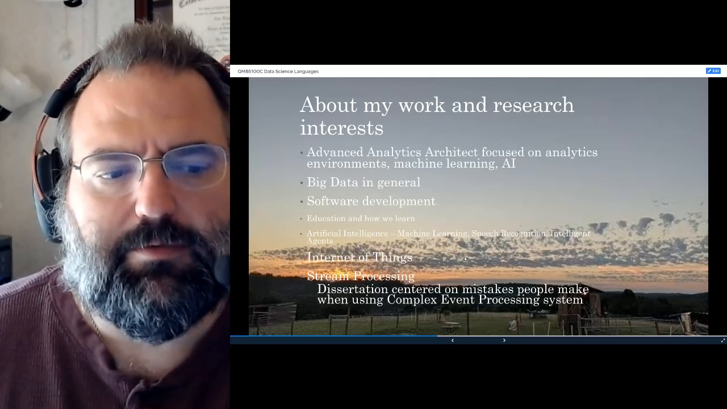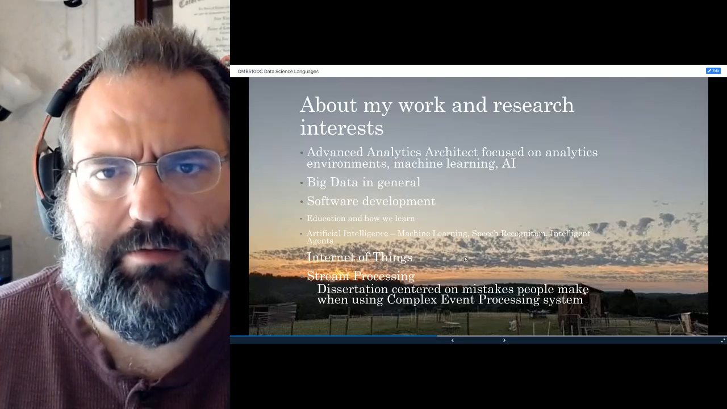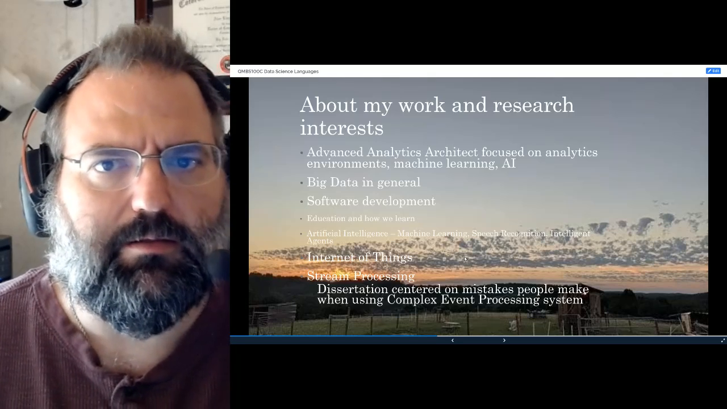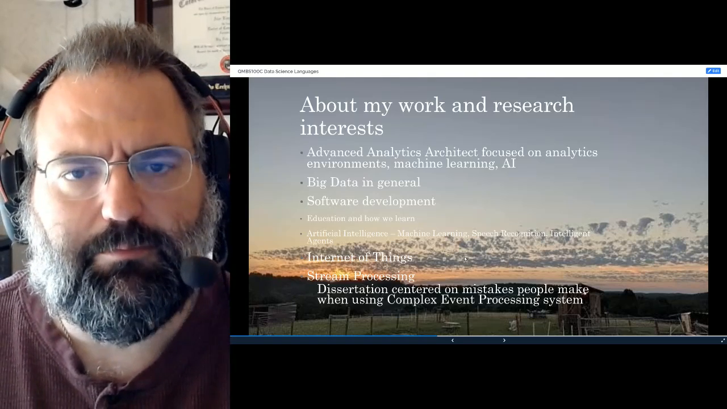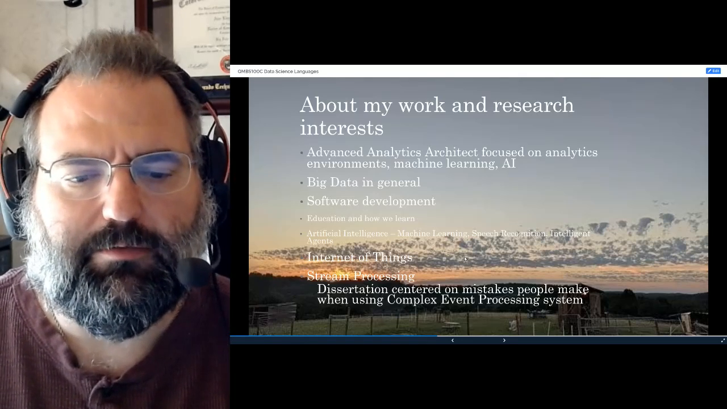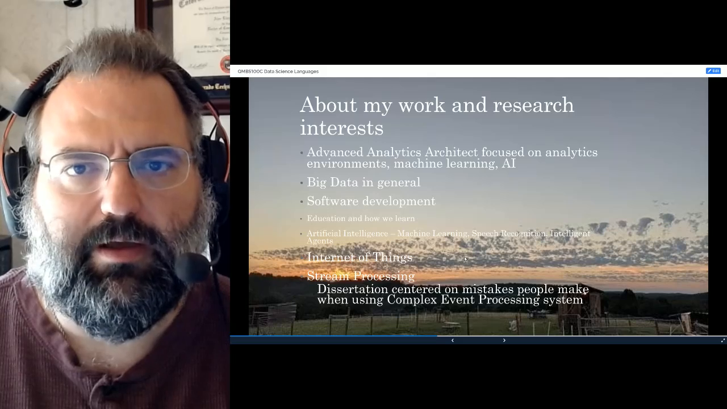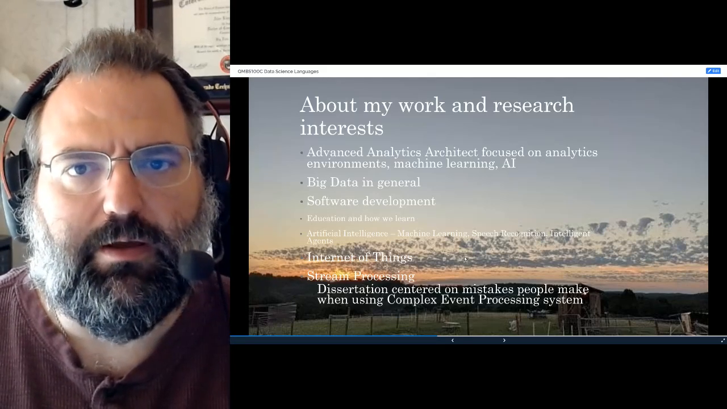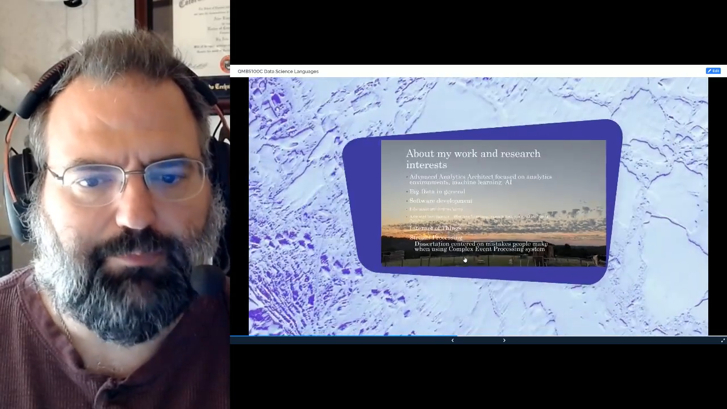And then the Internet of Things, because it ties in very much with big data and it's also an interesting forum to do some analytics. And then stream processing in general. My dissertation centered on a form of stream processing called complex event processing, in which I analyzed the type of errors that people typically make whenever they're creating a stream processing solution.